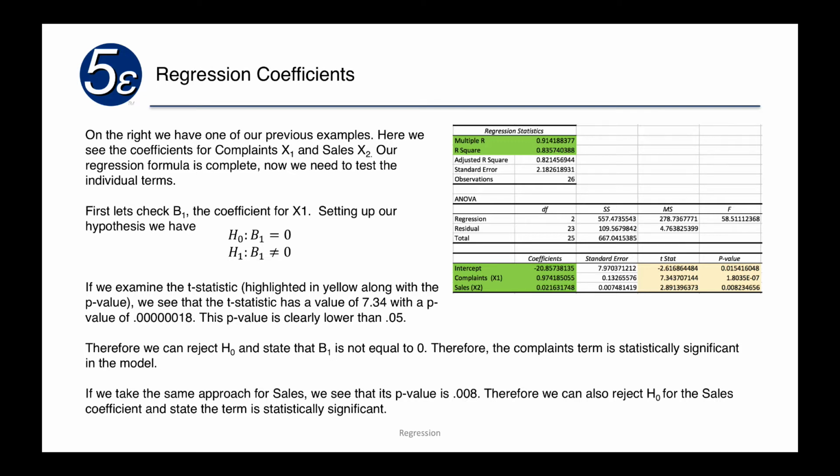Now, you'll notice that even though we said it's 0.00000018, it says 1.8 e to the negative 07. It's important to understand that that is scientific notation, so it would be 1.803 times 10 to the negative 7th power. So we would actually move the decimal place 7 places to the left. Now, if we take the same approach for sales, we see that the p-value is 0.008. And therefore, we can also reject the null hypothesis for the sales coefficient and state that that term is statistically significant.